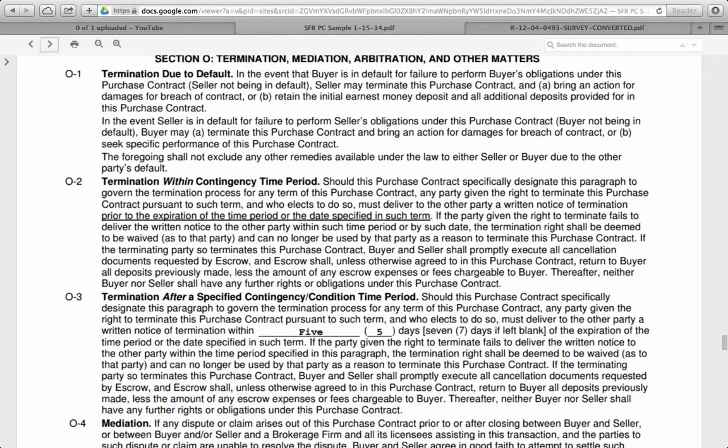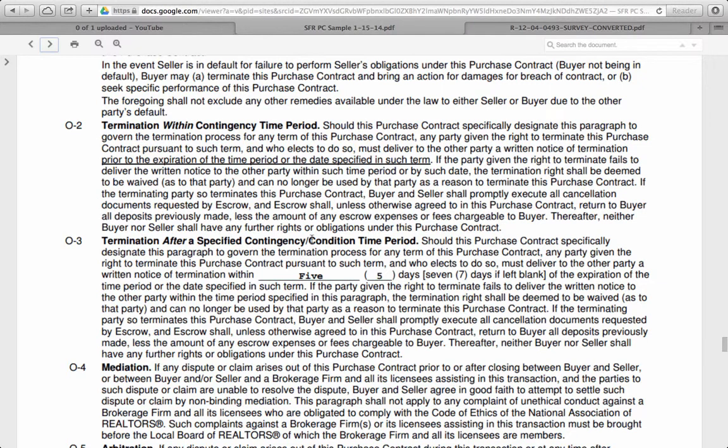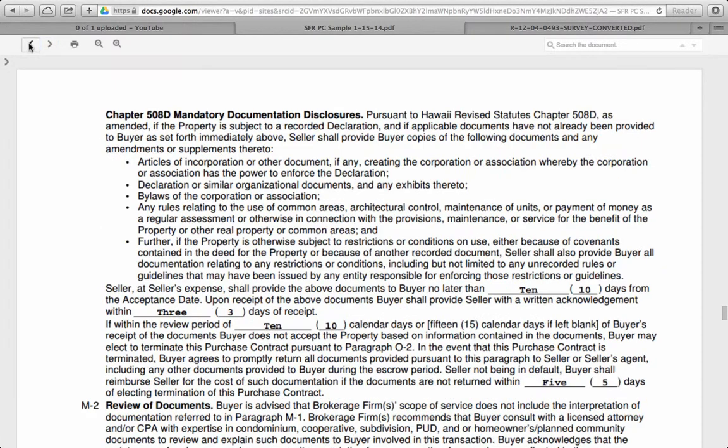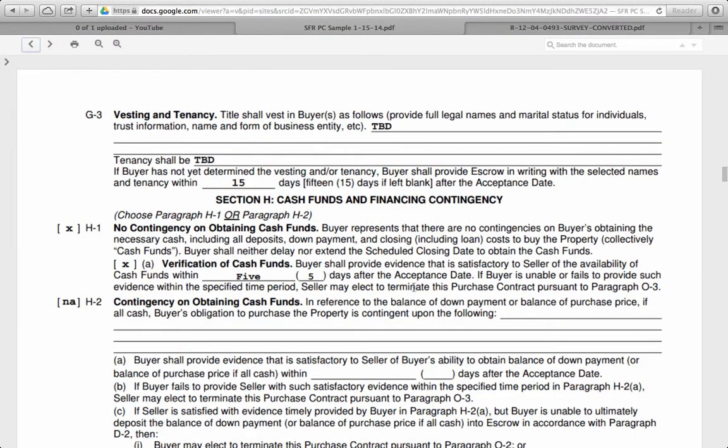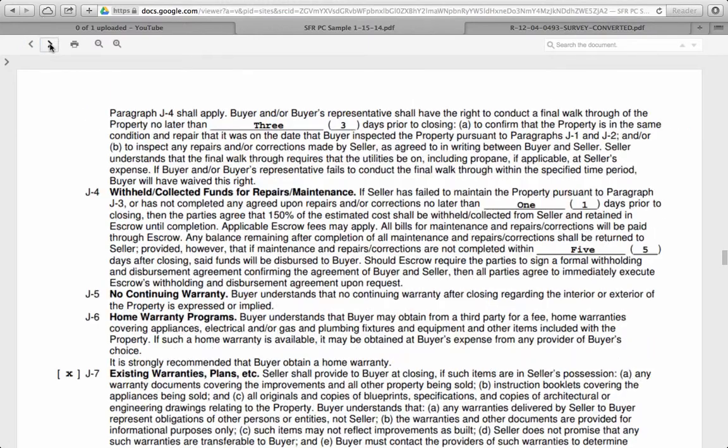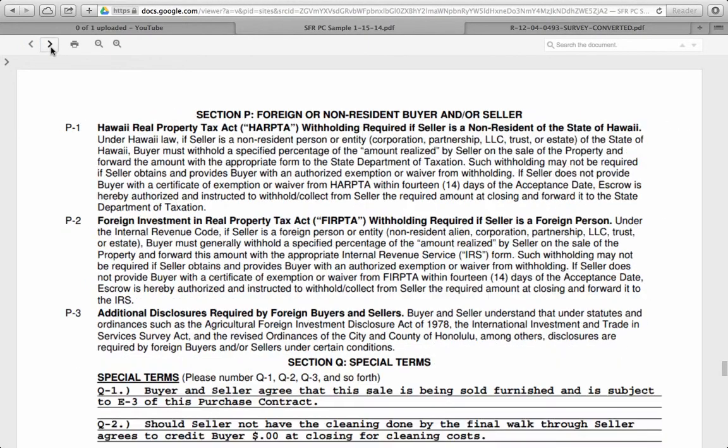When we're talking about O3, it's a termination provision after the contingency time frame has passed. A good one to talk about would be H1, which is the verification of the cash funds, whereby if the buyer fails to provide such evidence within this period of time, seller may elect to terminate the contract pursuant to O3. So if you don't receive the verification of cash funds within this time frame, the time can pass and the seller would still be able to cancel on the buyer within a period of time after that deadline has passed. And that's what O3 stands for: termination after a contingency has passed.